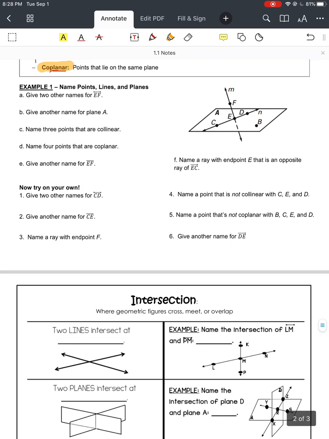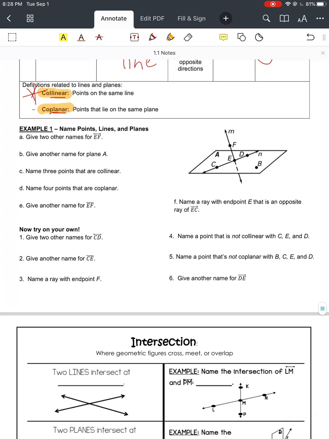All right, so those are the last definitions for this little part of the section. Now let's actually put these definitions to use. Example 1A, give 2 other names for line EF. That's a line. There are arrows on top of E and F. So let's go ahead and locate E and F. Here's point E, here's point F. If I draw a line through it with my arrows, that's the line I'm talking about.